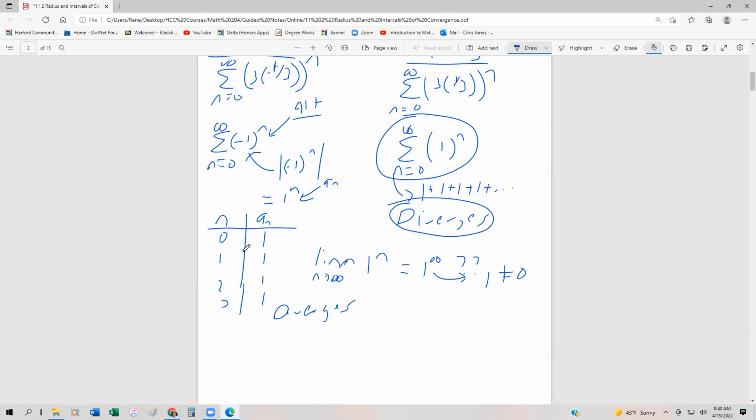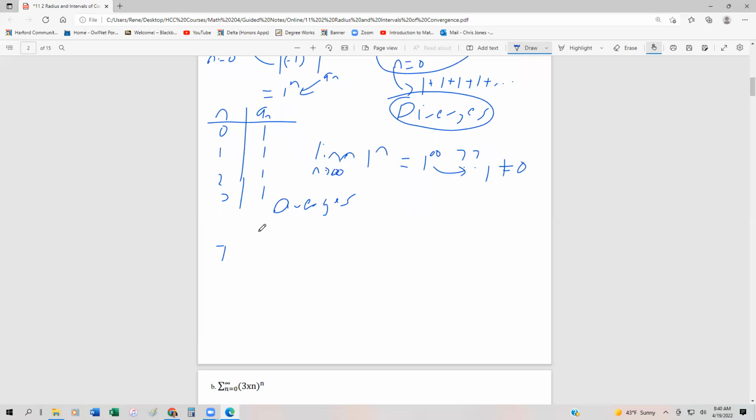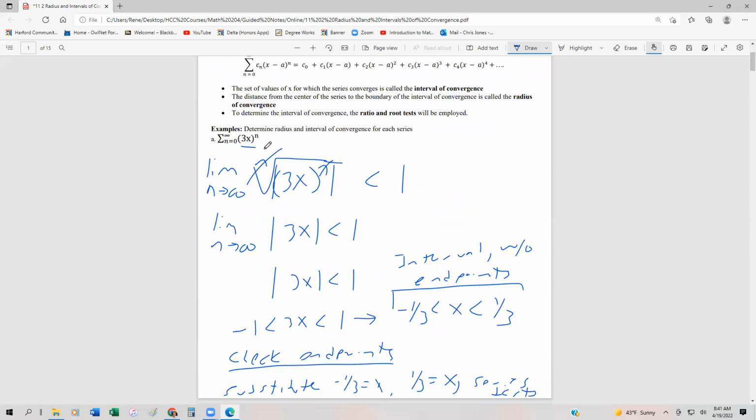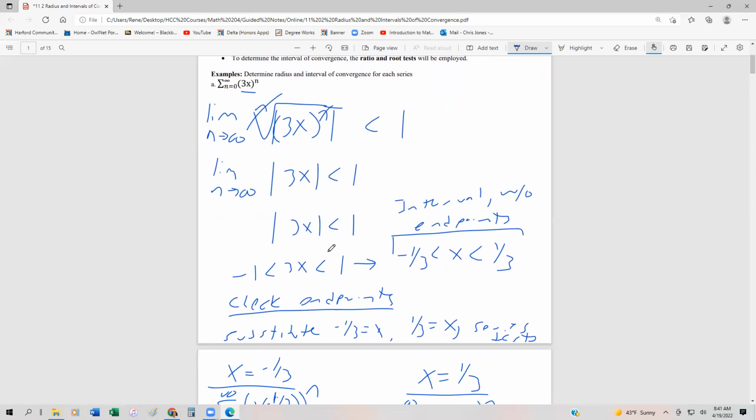All right, so two things that we can say about this. We know that the interval of convergence is going to be from negative 1/3 to positive 1/3, exclusive of the endpoints. And then the center of this is at 0. So the radius of convergence is going to be 1/3. And we could see that because if we were to solve this, we could just say that the absolute value of x is going to be less than 1/3.